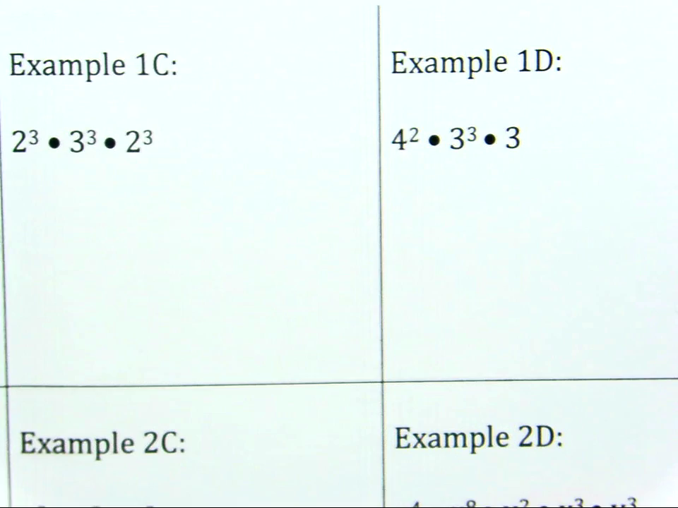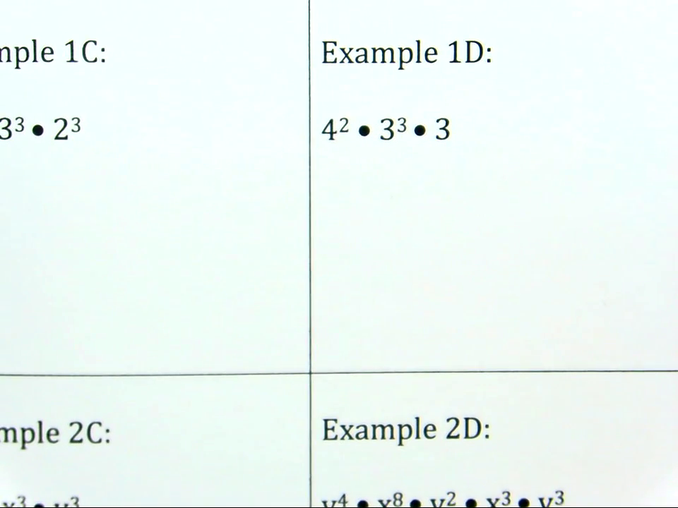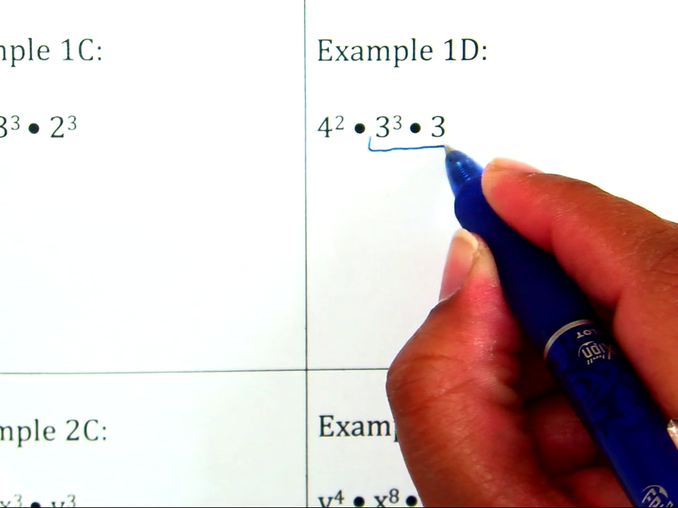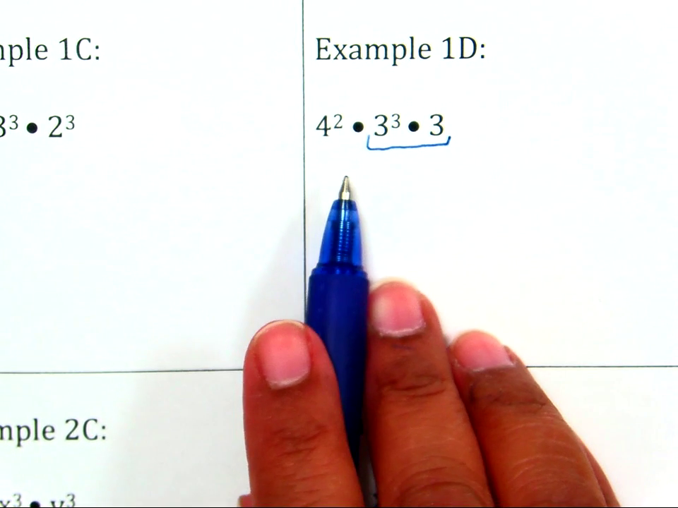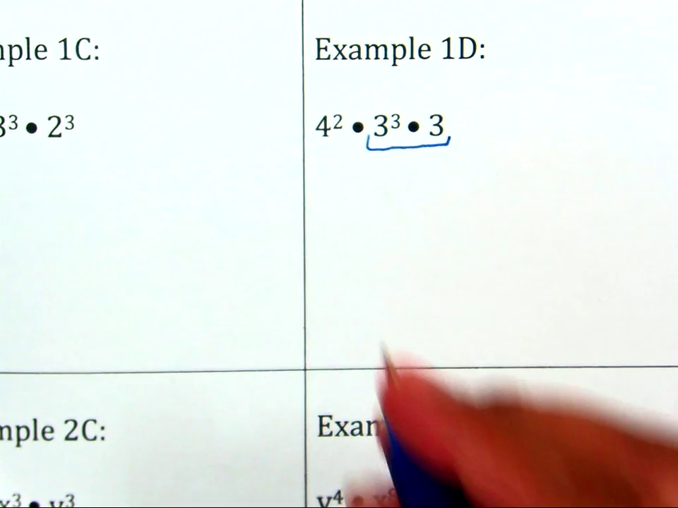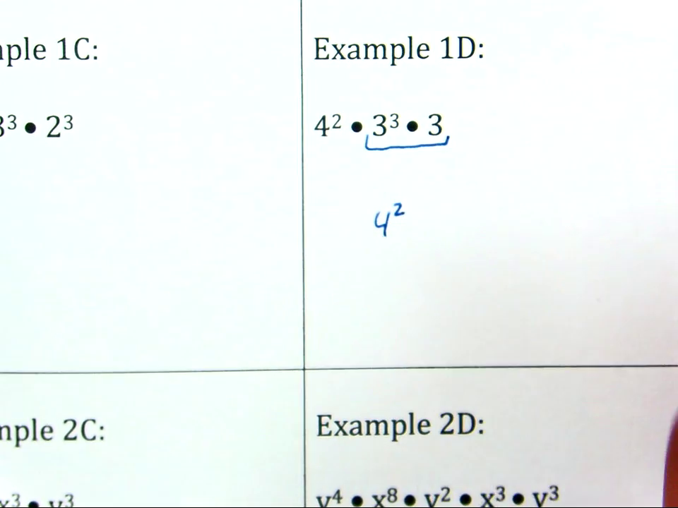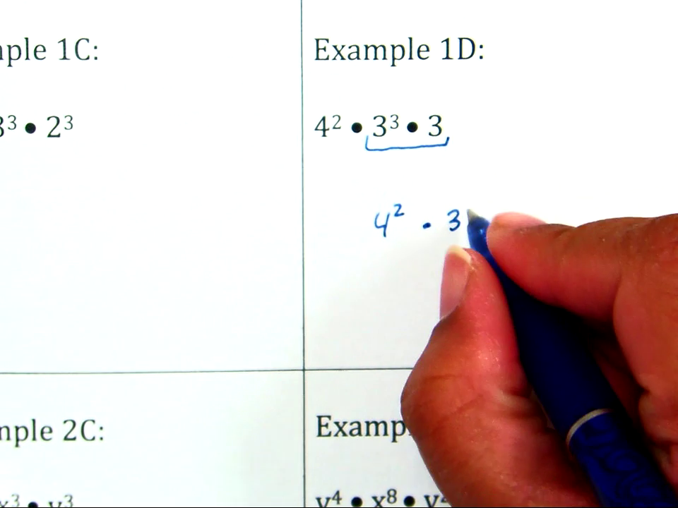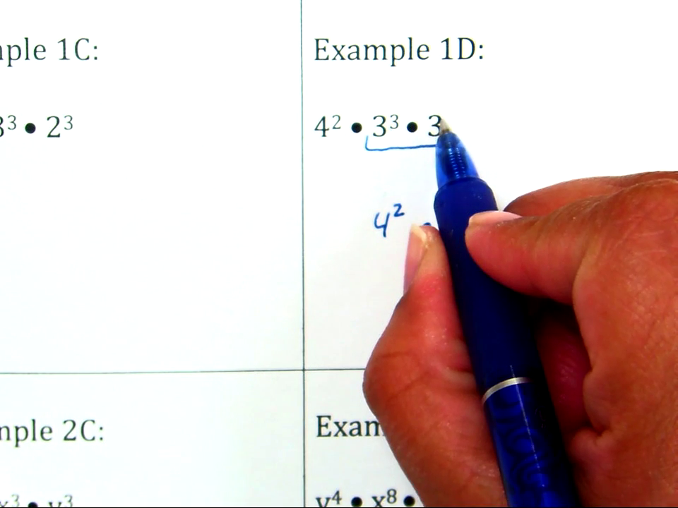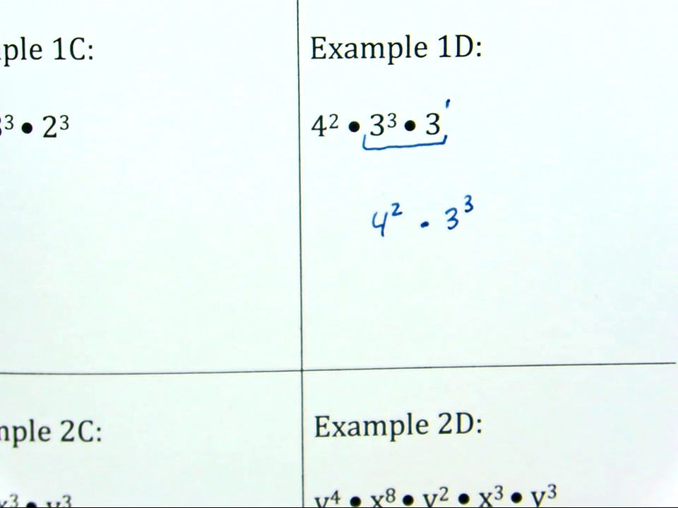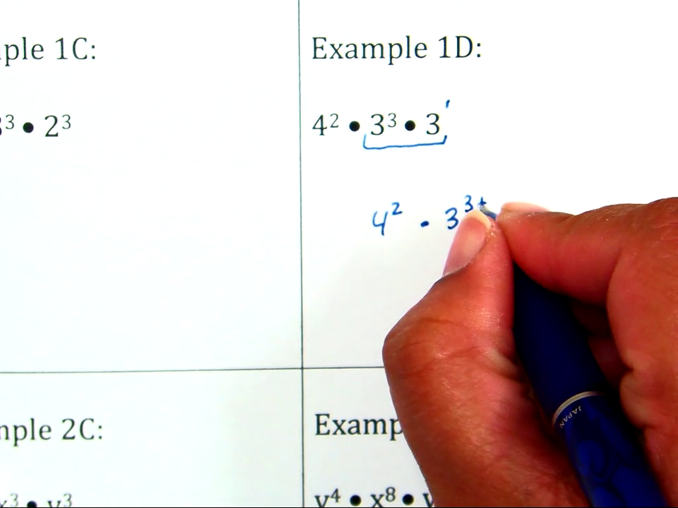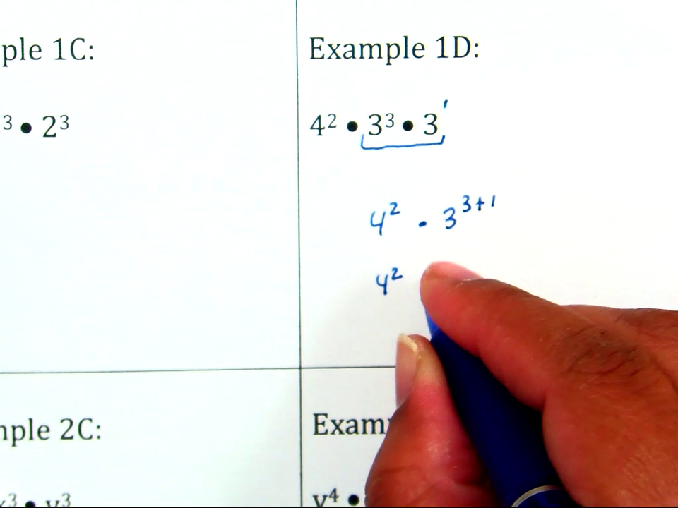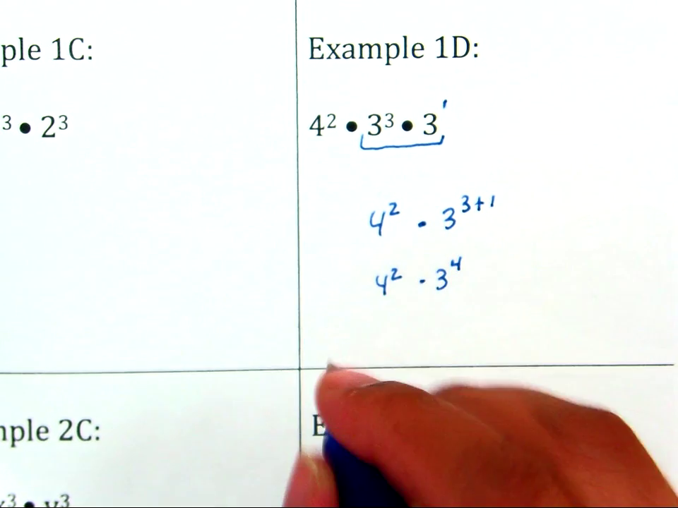Looking at 1D, what I need y'all to know, same concept, but you should see that these two are the same base. 4 does not have the same base as 3. So we're just going to bring down 4 squared, and we're going to look at 3, and this is cubed. And when there's not an exponent, we should know that there's an imaginary 1. So we're going to do 3 plus 1. Well, 3 plus 1 is 4. So for this purpose, we're going to stop there.